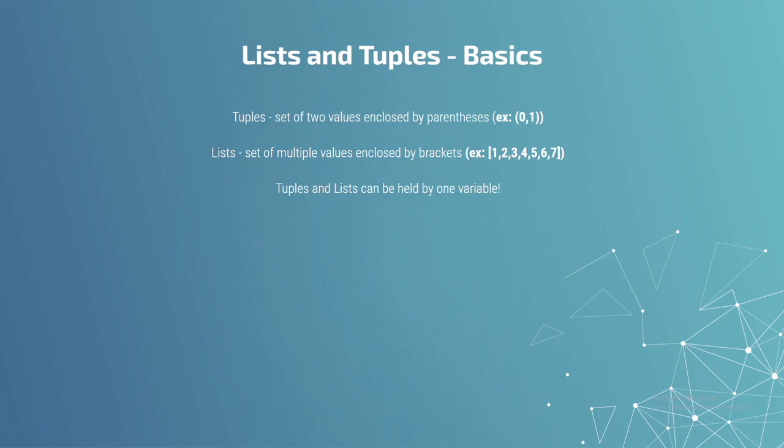Examples include, like I mentioned here, brackets 1, 2, 3, 4, 5, 6, 7, close brackets. What makes tuples and lists quite unique is that they're some of the only data types that can hold multiple values in one variable. Lists can also hold other lists, and can also hold many other types of the basic data types.